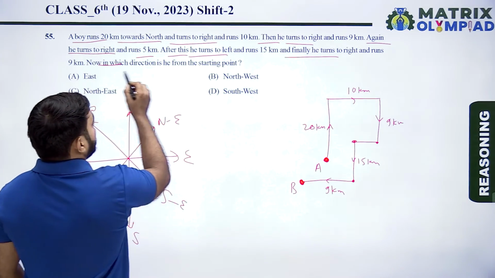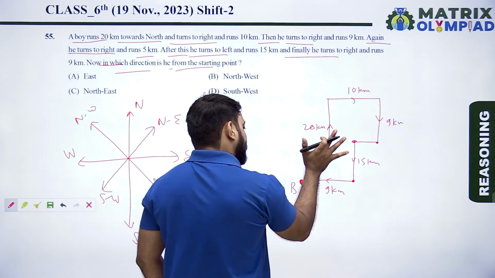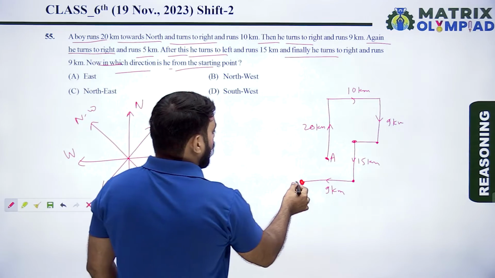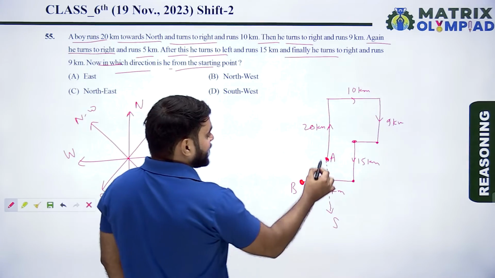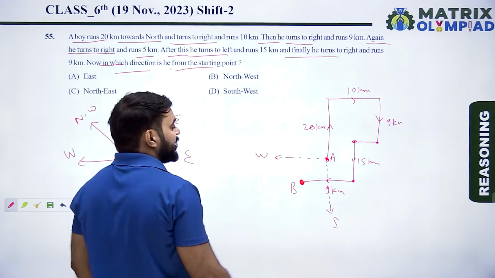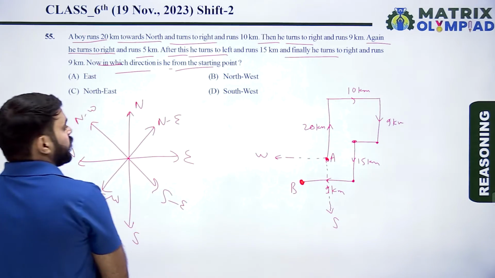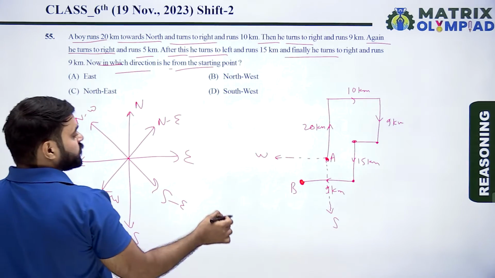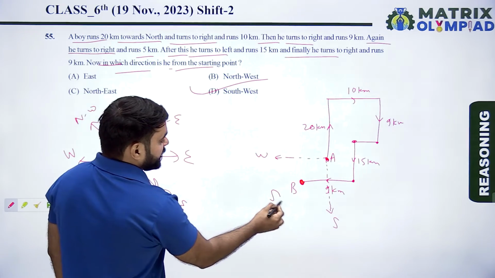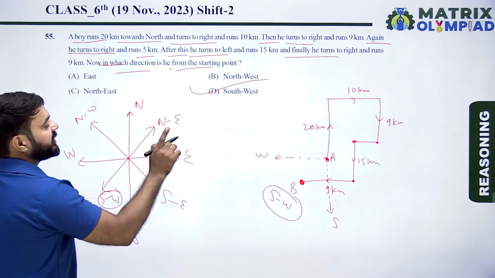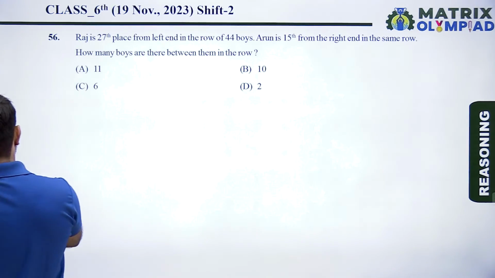Now in which direction is he from the starting point? A is the starting point of boy and B is the end point of boy. Now find the direction of B with respect to A. So this is the south of A and this is the west of A. So B is in southwest of the starting point A. So southwest, it means option D. Option D is the correct answer of this question. Now let's move on to the next question. So now next question is question number 56.